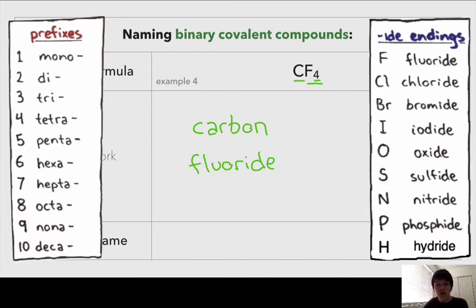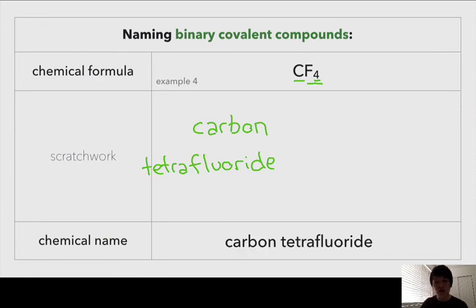We're going to go ahead and add our prefixes. There's only 1 carbon atom, so it's monocarbon. However, again, don't use the prefix mono for the first element. That's the exception. We're going to go ahead and put our second prefix, which is 4, which is going to be tetra. There's going to be 4 fluoride, so it's going to be tetrafluoride. Okay, carbon tetrafluoride. That really should be it. Let's go ahead and check our answer. Carbon tetrafluoride. Excellent. Let's go ahead and move on to our final example here.